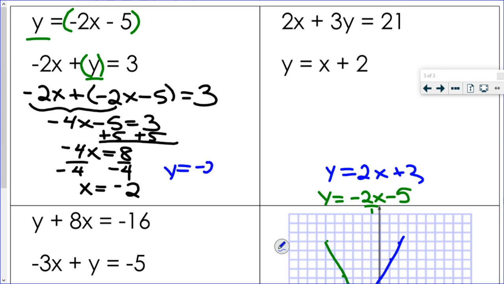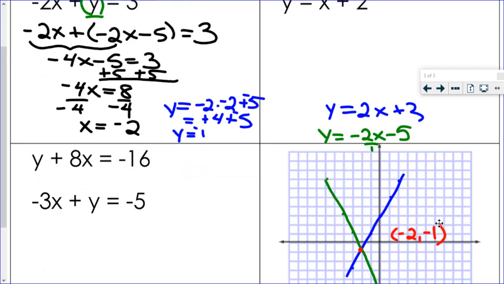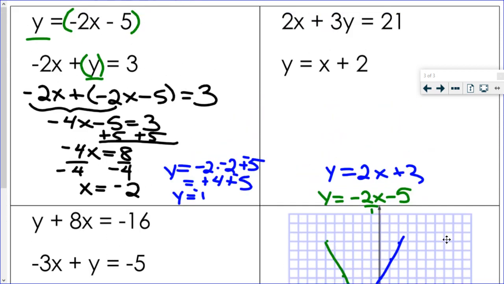Y equals negative 2 times x minus 5. So that is negative 4, actually a positive 4, plus a negative 5. So y equals negative 1. So my ordered pair is negative 2, negative 1, and it's the same as it is down there. So kind of just saying, which way would you want to solve?